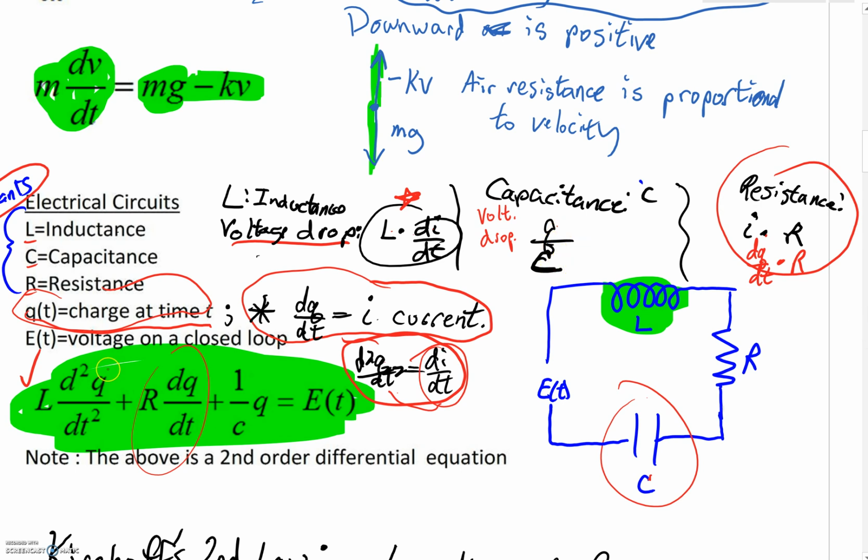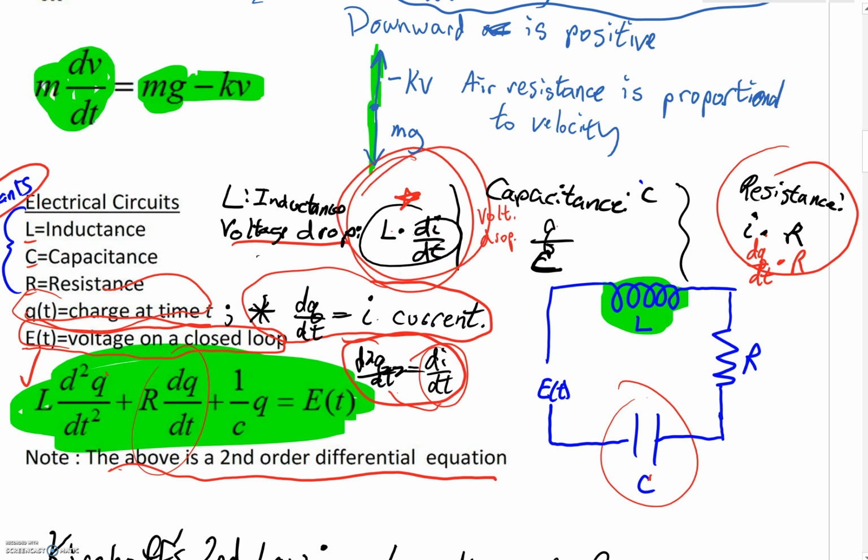What's going on right now? You have a second derivative of q, a first derivative of q. You've got q right here with that 1 over C. Add all that up, you will have the voltage on a closed loop. That's always going to be E of t. This is a second order differential equation. Second order because we have a second derivative of q. So this is all from the perspective of a differential equation where we wanted to write everything with respect to q and its derivatives.